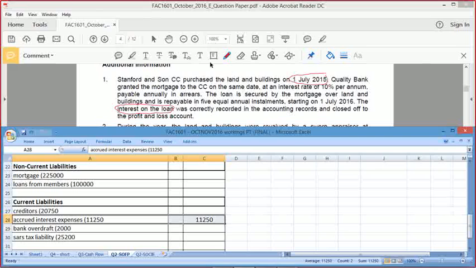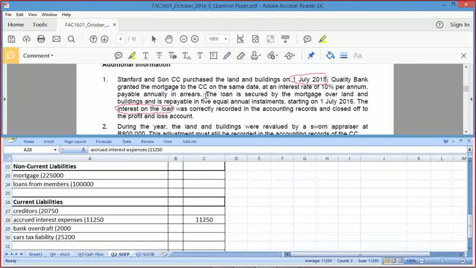Okay, what do we have to do though? Well, the 10%, that's exactly what we've worked out now. But we have to now accrue, I suppose, for the next half. No, we can't, because look at what I highlighted here: the loan is secured by the mortgage over land and buildings and is repayable in 5 equal annual installments.